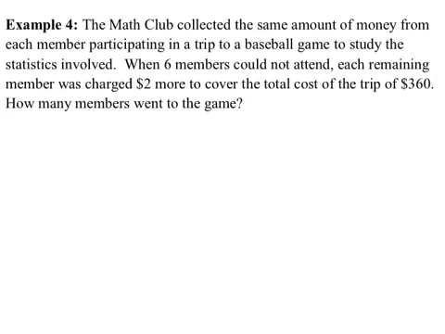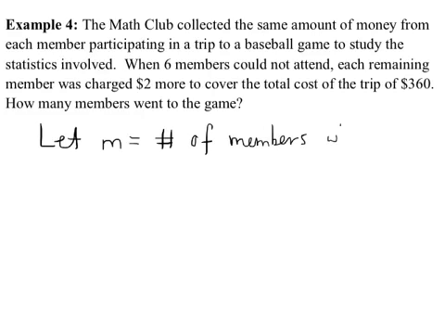So, what does the problem ask us to find, guys? How many members? So, we should start by saying let M equal the number of members who went to the game. Not the number of members that signed up for the game, because it said clearly 6 members dropped at the last minute. So we're going to say M is the number of members who actually went. Now, can anybody give me a suggestion as to what to do here?